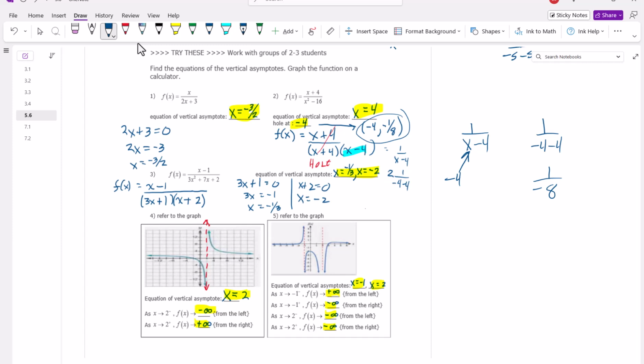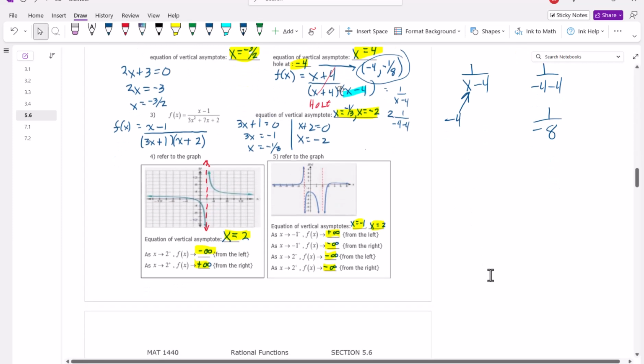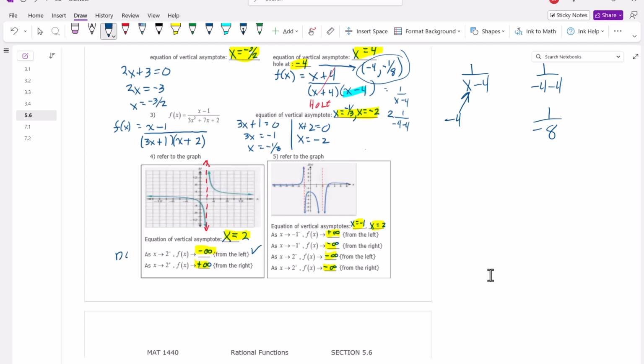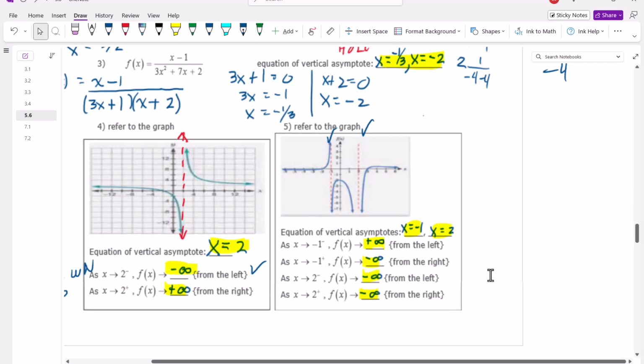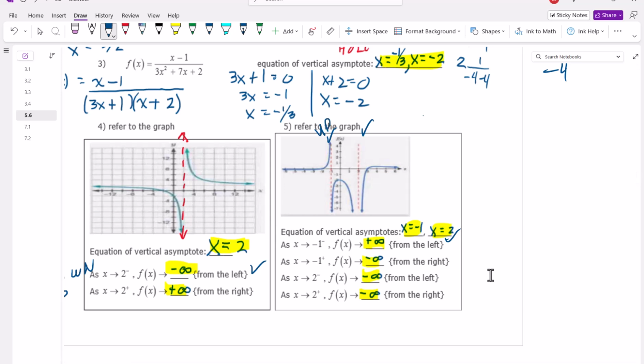Okay, and number 4, if you're coming from the left, the graph goes down. Coming from the right of the asymptote, the graph's going up. And number 5 had 2 asymptotes, one at x equals -1, one at x equals 2. So on this one, if you're coming from the left, the graph's going up. If you're coming from the right, the graph's going down. And then it's down on the other two. So that's why we only have the left-hand limit going to positive infinity, but the other things are going down, so that would be -infinity.